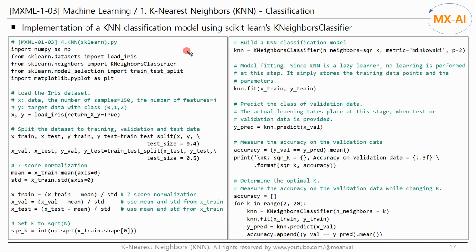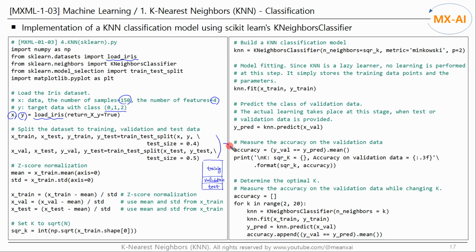Finally, let's write some code to perform KNN classification using scikit-learn's KNeighborsClassifier. We will use the iris dataset. Load the iris dataset. X is the feature and Y is the target class. The number of features is 4, and the number of data samples is 150. The target class Y has 3 categories, classes 0, 1, and 2.